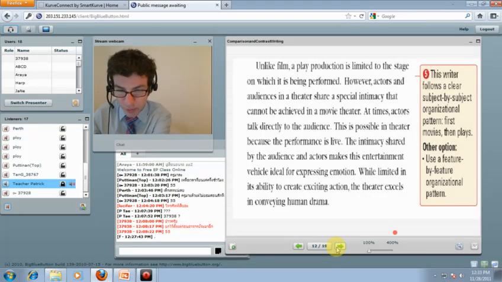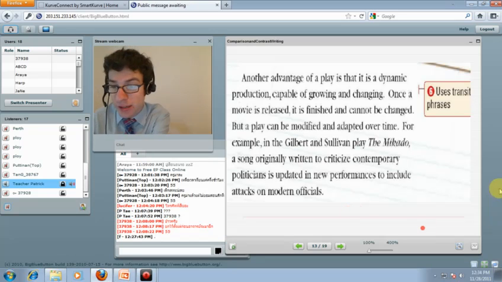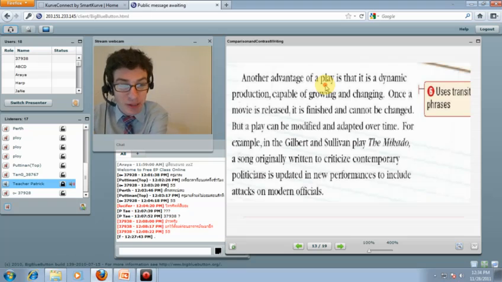Alright, moving on. Another advantage of the play, so we're still talking about plays, another advantage of a play is that it is a dynamic production capable of growing and changing. Okay, if you look at number 6, it says uses transitional phrase. Transitional phrase right here. Another advantage of a play. Brilliant. It says we are continuing the last paragraph into this one. Another advantage of a play. Transitional phrase. Important. It keeps the river of the essay flowing.